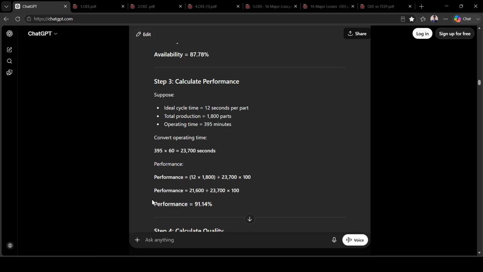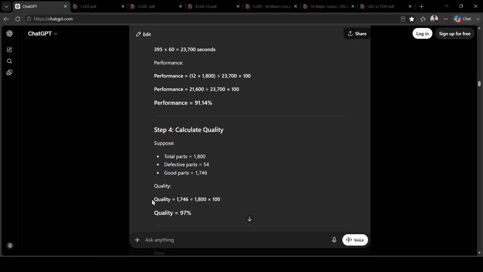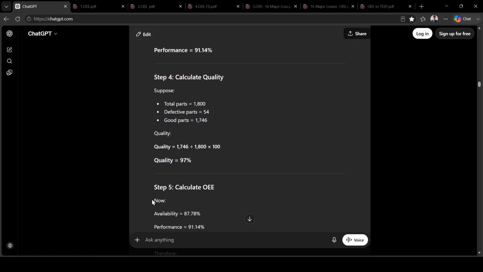So performance equals 21,600 divided by 23,700 times 100. So performance equals 91.14 percent. So let's calculate the quality. Suppose total parts 1800, defective parts 54, good parts 1746. So quality equals 1746 divided by 1800 times 100. So quality equals 97 percent.